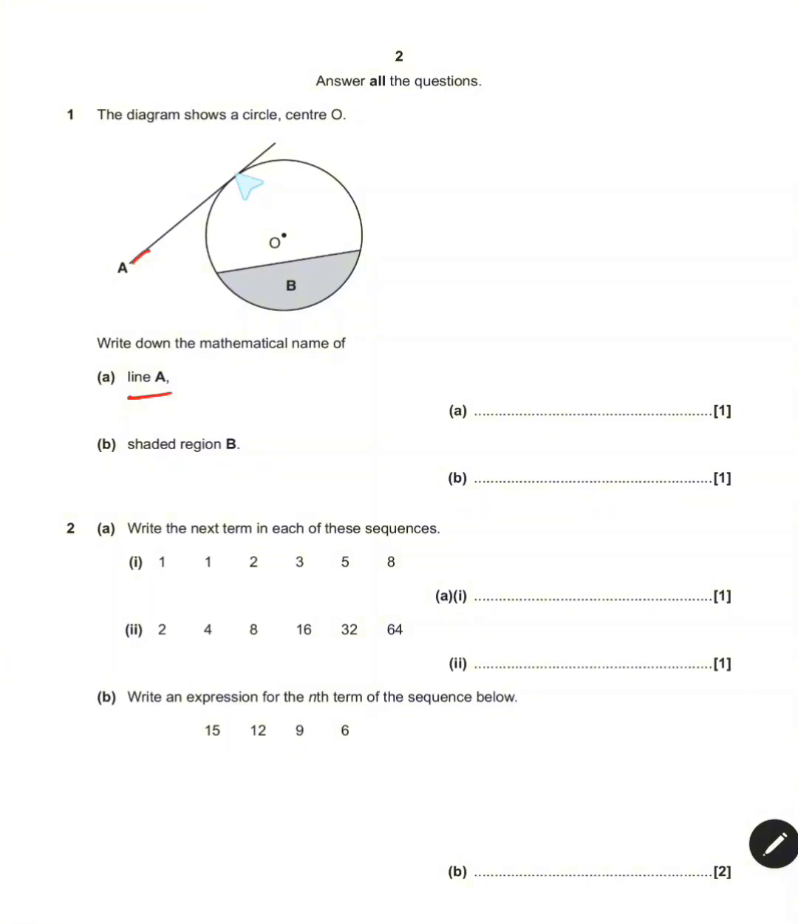That is a line that touches the circle but never enters it. That is called a tangent. Part B, shaded region B, that's just called a segment.